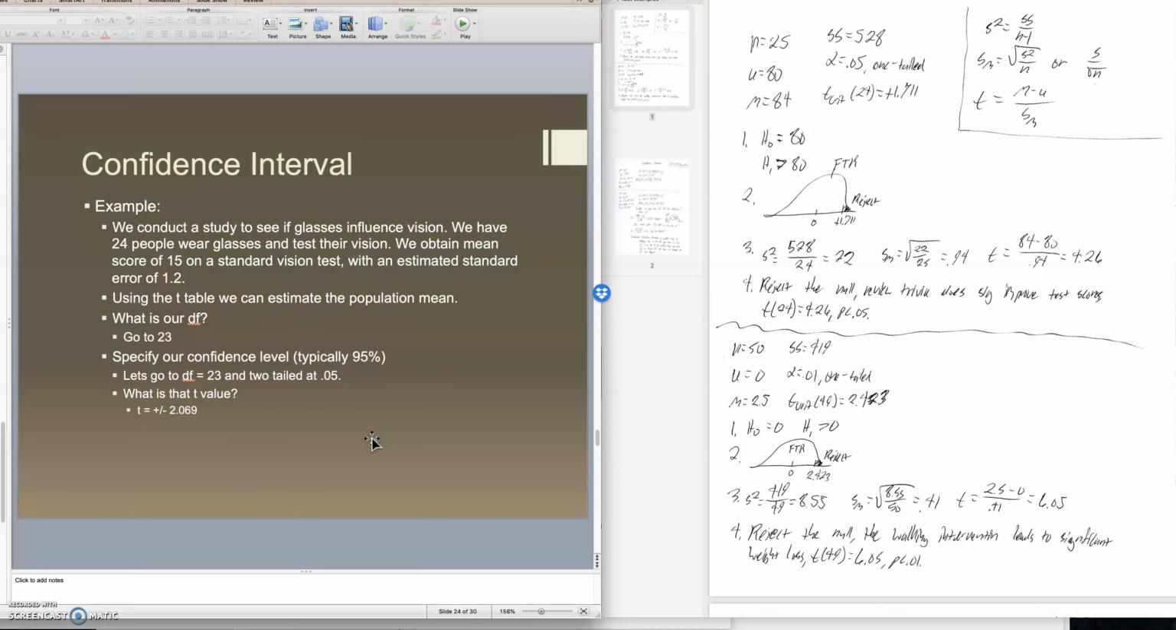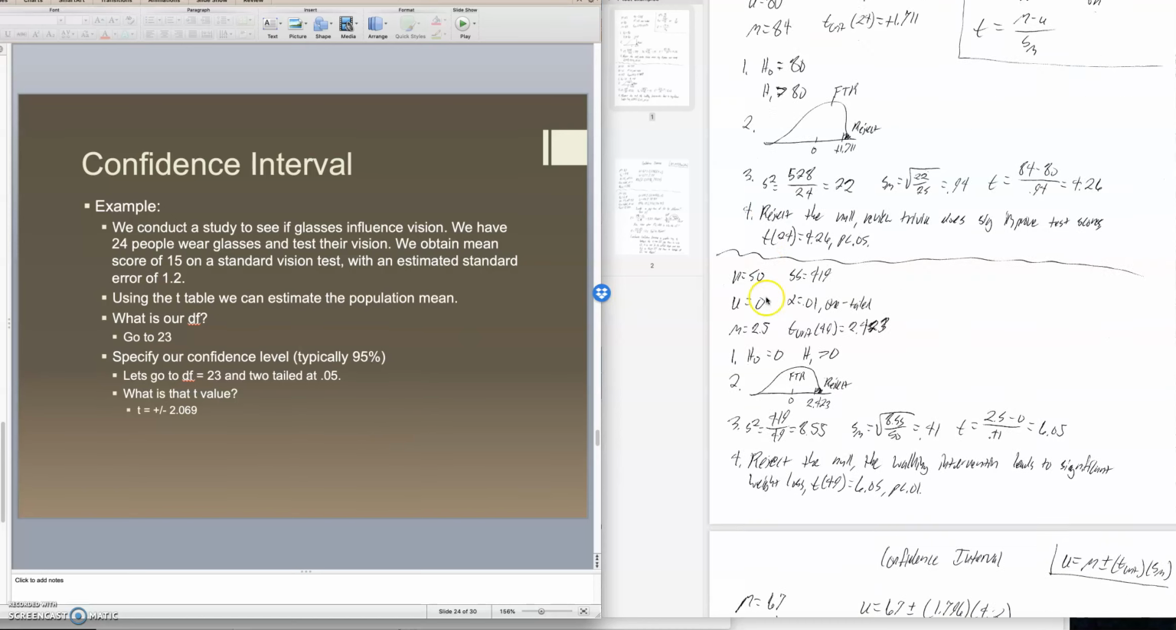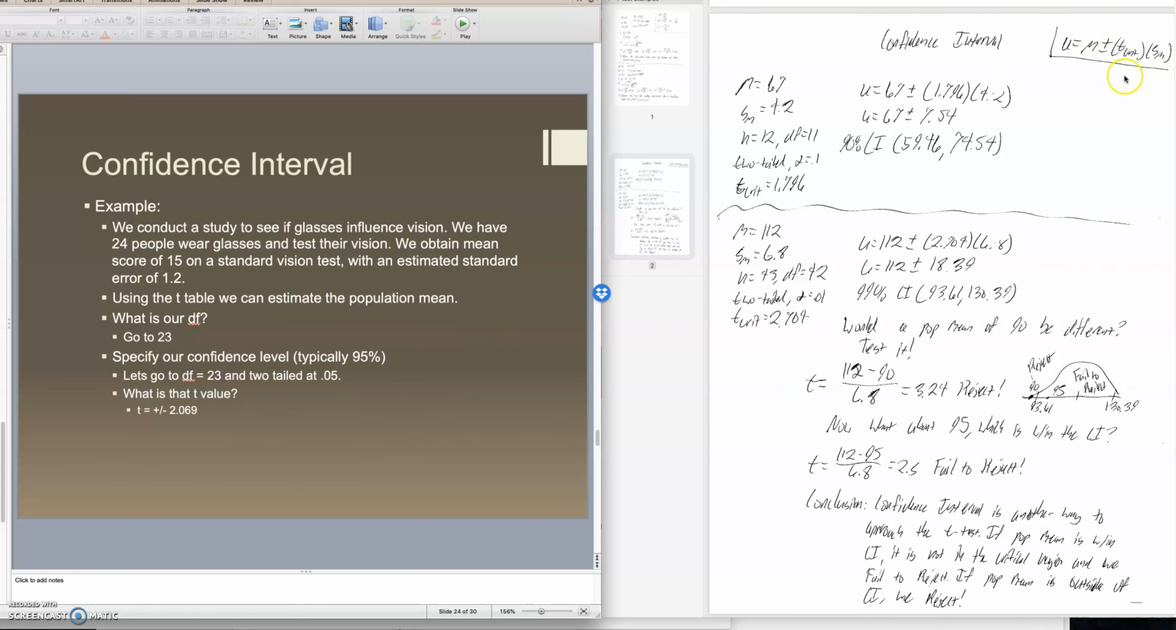To do a confidence interval, let me scroll down over here. The formula we're going to use is up here in the top right. We are solving for the population mean using the sample mean, the t-critical, and the estimated standard error. The first thing we need to do is figure out what our alpha level is. In this case, we're going to use a 95% confidence level, or an alpha of 0.05. And we go to our t-table. We use n to figure out our df, so we have a df of 23. It's a two-tailed design. Our t-critical is 2.069.